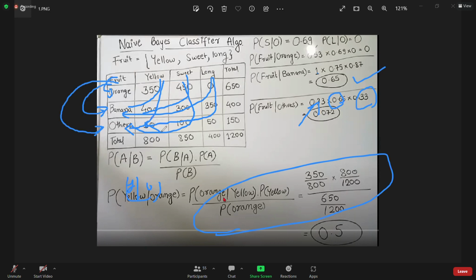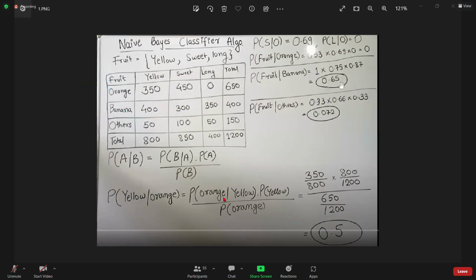So when you do this, we have all those things, guys, right? Can you please tell me which one has the highest probability? Which fruit has the highest probability? Anybody? We have three probabilities, guys. Fruit with respect to orange is 0. Fruit with respect to banana is 0.65. Fruit with respect to others is 0.072. Now, can you check banana is the fruit which satisfies yellow, sweet, and long as well?